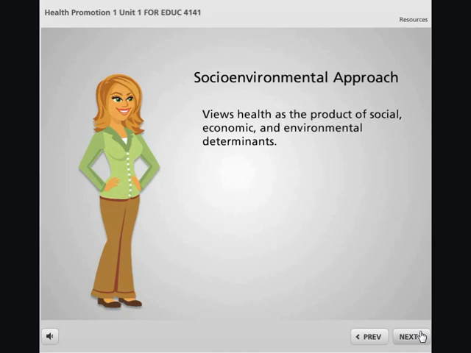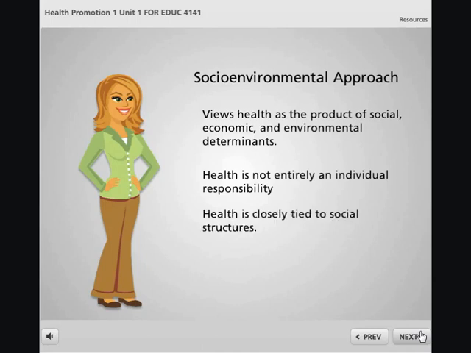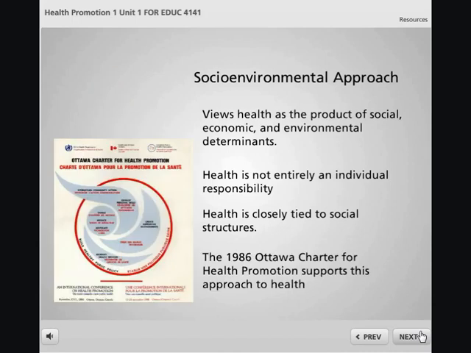This view sees health as not entirely an individual responsibility. The socio-environmental approach to health is closely tied to social structures. So poverty, poor working conditions, and air pollution, just as a few examples, are all recognized as influencing health. In 1986, the Ottawa Charter for Health Promotion was developed, and this is a document that supports the socio-environmental approach to health.